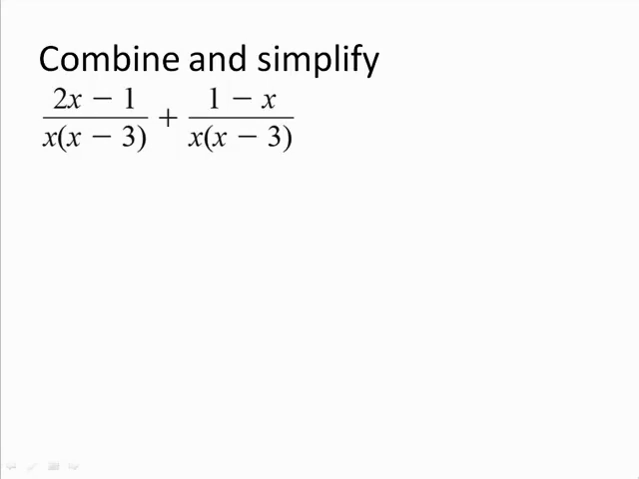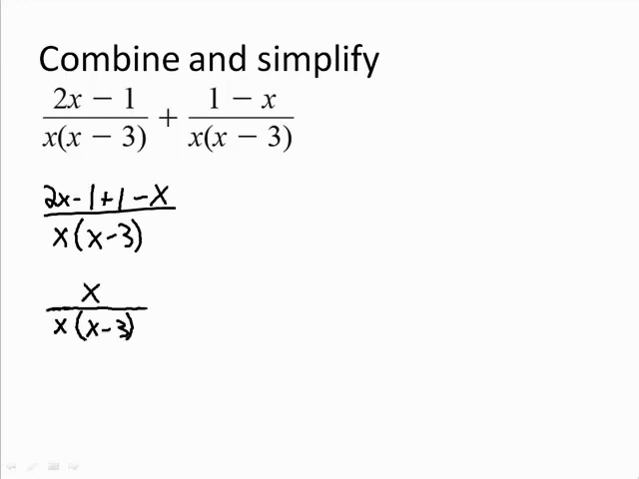Combine and simplify. 2x minus 1 divided by x times the quantity x minus 3, plus 1 minus x divided by x times the quantity x minus 3. Because both terms have the same denominator, you can add the numerators. 2x minus 1 plus 1 minus x, divided by x times the quantity x minus 3. Combine like terms. You get x divided by x times the quantity x minus 3. The x in the numerator and denominator cancel out. You are left with 1 divided by x minus 3.